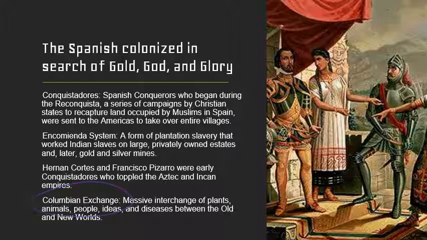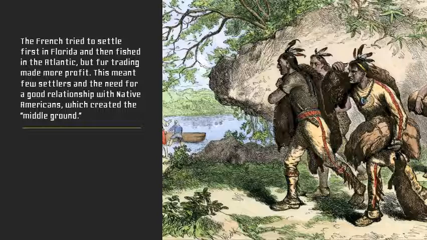Just to kind of give you an idea number wise, there were about 500,000 or so Arawaks that Christopher Columbus met on Hispaniola, just on a tiny little island. By the time you get to the 1870s to the 1890s in US history, there are only about 500,000 natives left, period. So that's how the Spanish colonized.